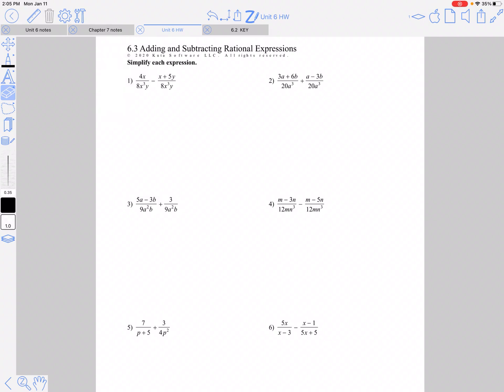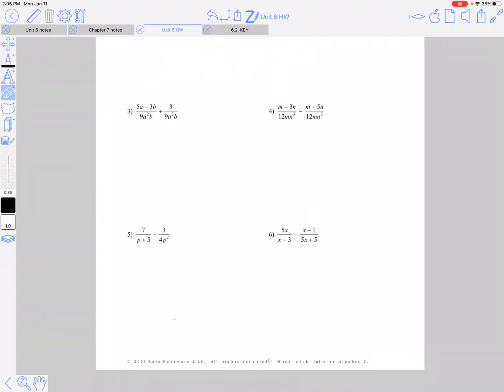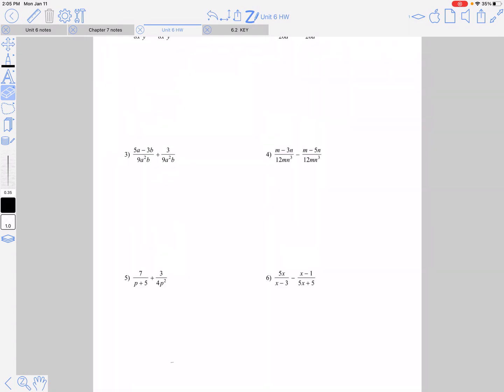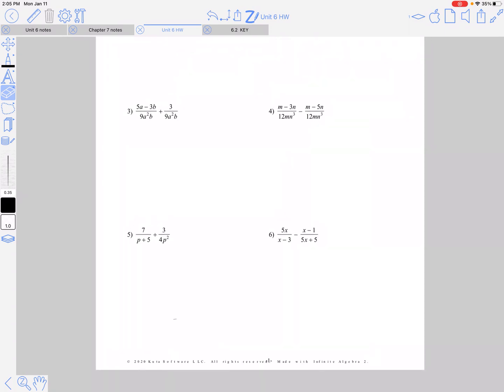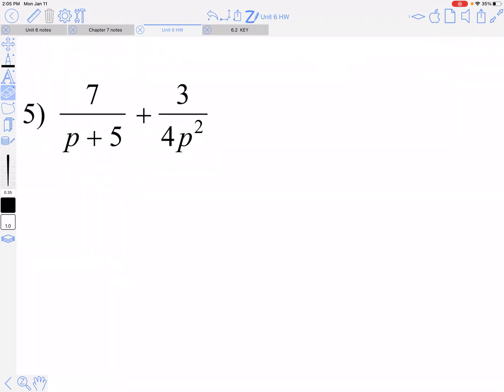All right, so this is just going over some additional examples of 6.3, adding and subtracting, after number 4. But if you have any questions on those, just let me know. I will post the key probably Wednesday, early morning, so you can check it. But it's okay if you submit it before. That's also fine. So let's just start on 5.